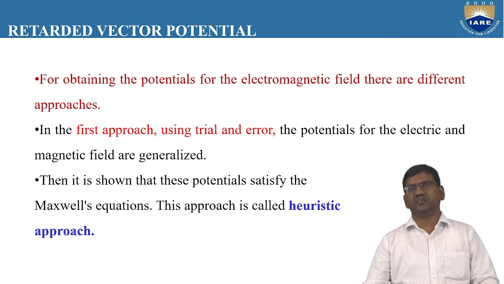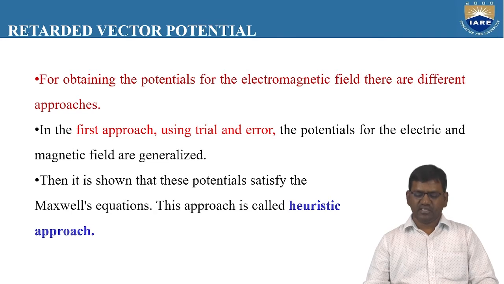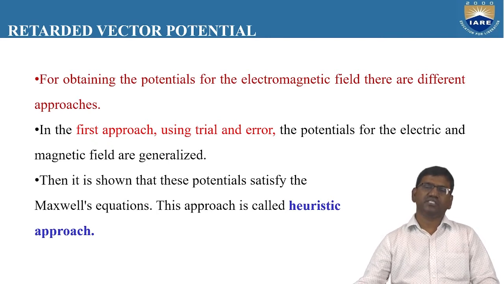There are three different approaches to calculate the potential of the electric field and the potential of the magnetic field. In the first approach, using trial and error, the potentials for the electric and magnetic fields are generalized. After finding the electric field and the magnetic field, we apply Maxwell's equations to show whether these potentials satisfy them or not. This approach is known as a heuristic approach.